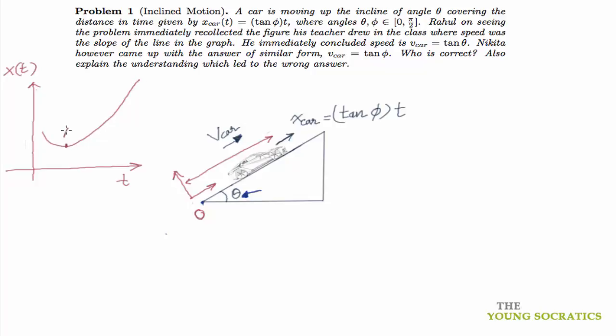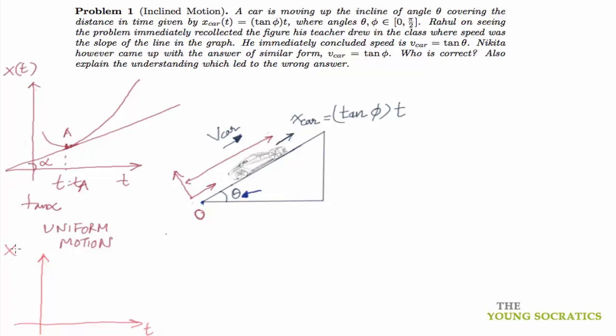So the speed at a particular point A, which corresponds to say t equal to t_A, is given by the slope of the tangent at point A. If this angle is alpha, then the speed at point A is given by tan alpha. Now what happens in case of uniform motion? The curve x(t) versus t is just a straight line. So alpha remains constant throughout, and hence the speed is tan alpha.